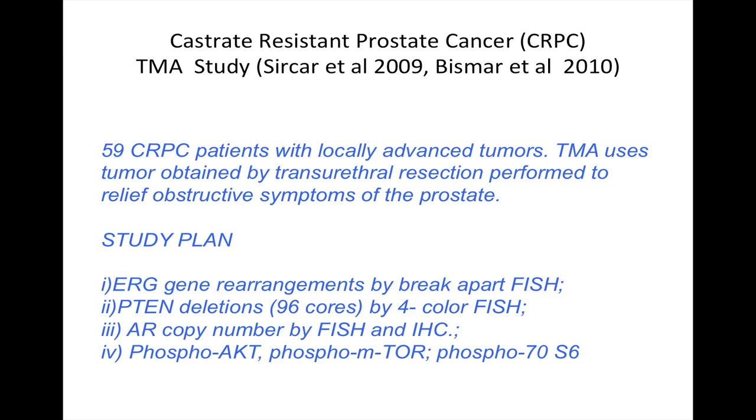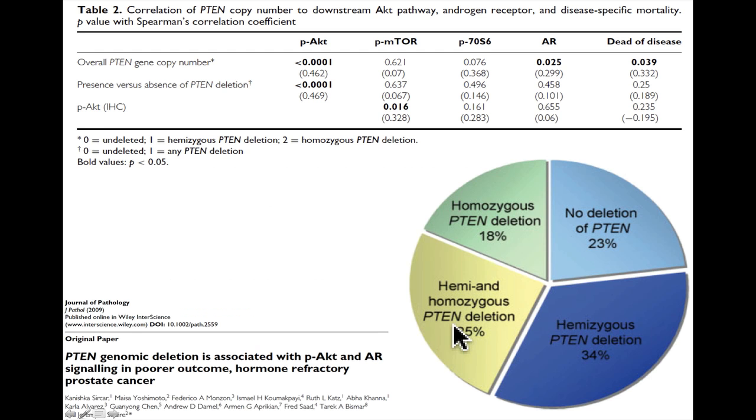This is a study that was published in 2009 and follow-up 2010, looking at castrate-resistant prostate cancer. And so we did an analysis again using tissue microarrays and did a combination of fusion gene analysis by FISH, PTEN by FISH, androgen receptor by FISH, and then some immunohistochemistry. And this is from the paper. I won't spend too much time on it. The paper is just here. But we saw a strong association with loss of PTEN, phospho-AKT, phospho-mTOR, and other biomarkers in this PI3 kinase axis. In addition, a strong association with androgen receptor amplification.